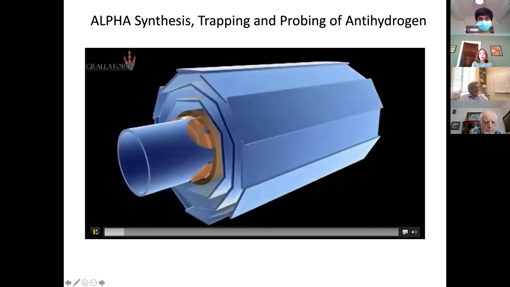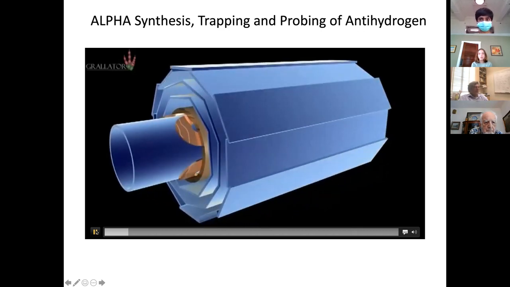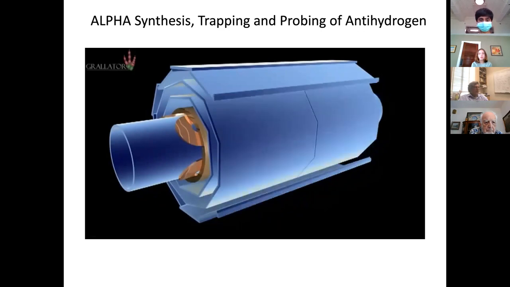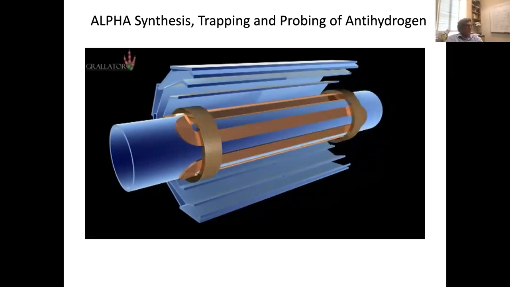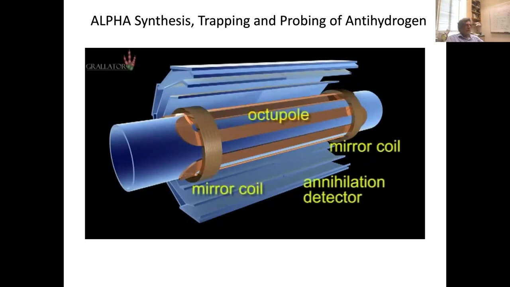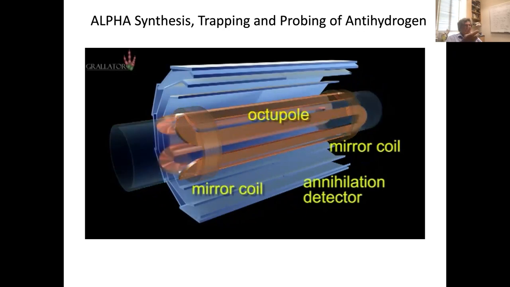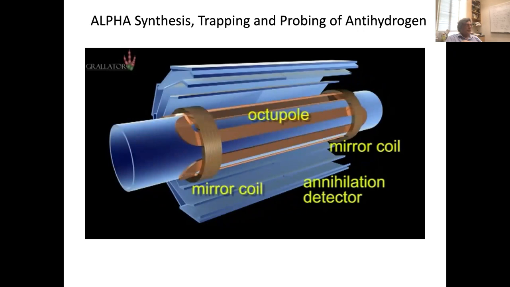So I'm going to peel open the detector here momentarily. Here the three layers are being peeled off. So now you see the magnets, the octopole, the mirror coils, the annihilation detector. The octopole and the mirrors are needed to trap antihydrogen, which is trapped because it has a magnetic moment, a bit like a bar magnet. Inside the octopole, which we're about to look in there, these are just the currents that energize the octopole. The mirror coil provides confinement of antihydrogen along the direction of the tube, and the octopole perpendicular to the direction of the tube.